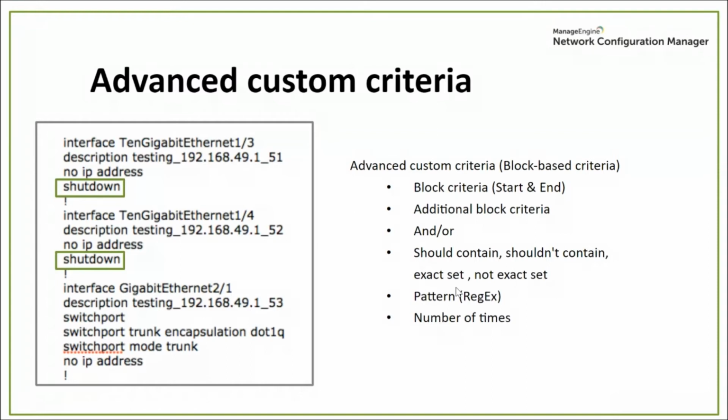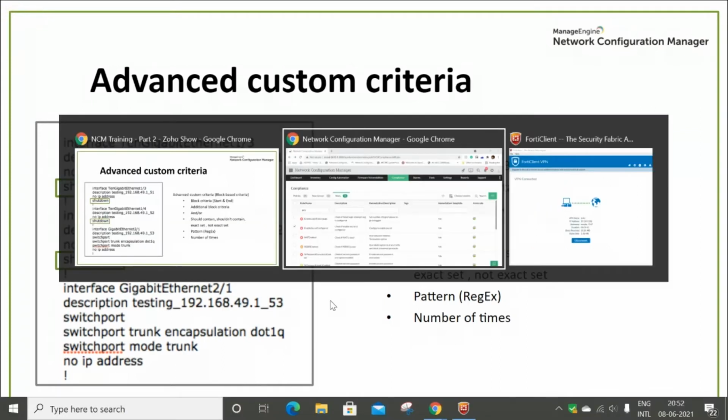So I'll show this to you in the UI. Here on the screen, you can see that you have an example. You can identify the block start as shutdown and the block end. Here you can identify the block start as the exclamatory mark, and you don't want to test certain interfaces which are already shut down. In that case, you can just specify this particular word. So while searching for it, NCM will ignore the compliance check on configurations which already are shut down. So this is a combination of both the simple and advanced criteria.